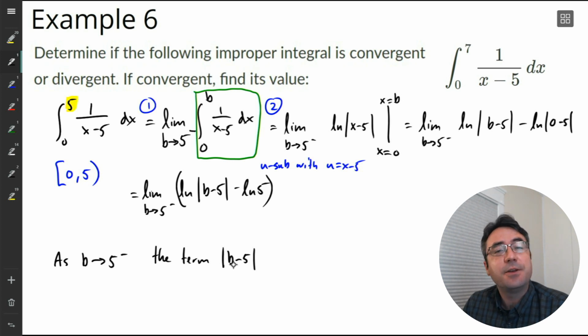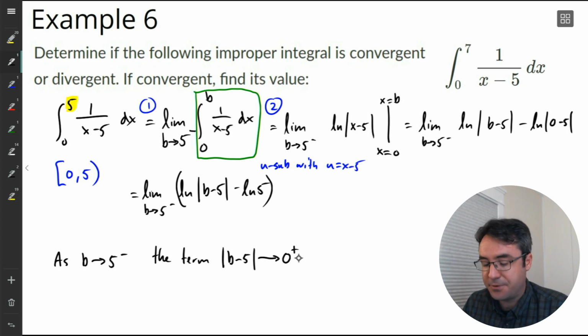Then slightly smaller values minus 5 would give you a negative number that's getting closer and closer to 0. But the absolute value is going to make all of those negatives positive. So this whole expression, absolute value b minus 5, as b gets closer to 5, is going to go to 0. It's going to get closer and closer to 0, but it's going to do so from the positive direction, with slightly positive numbers, slightly bigger than 0.